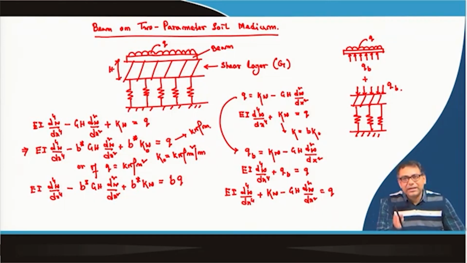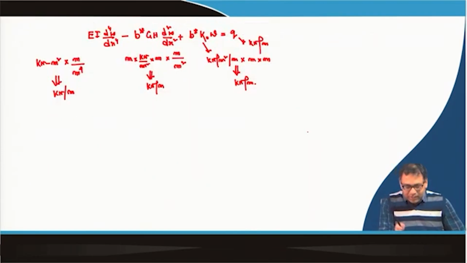But if the beam is resting on a two-parameter model, then it is not always B. So, there will be something else. What is that? That is why it is written B star. Okay? It is not B, and that we have to multiply with the second term also.